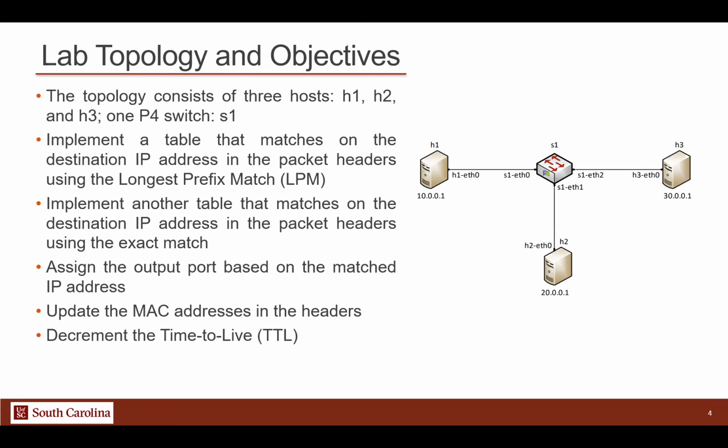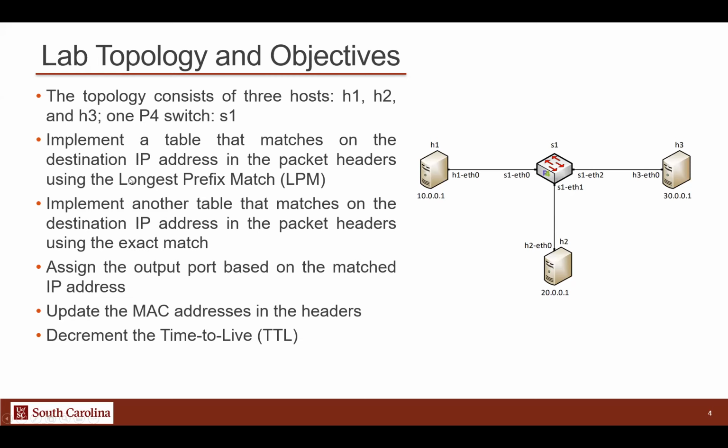In this specific lab, we're going to be forwarding the packet, and this action will assign the output port of the matched IP address. We're going to do some modifications to the headers, specifically the MAC address. And then we're going to also see how we can change the time to live field in the IPv4, and specifically, we're going to be decrementing it. Now, this is for the IPv4 exact, but the same thing will happen for the IPv4 longest prefix match.